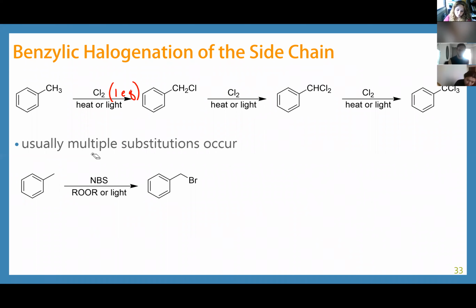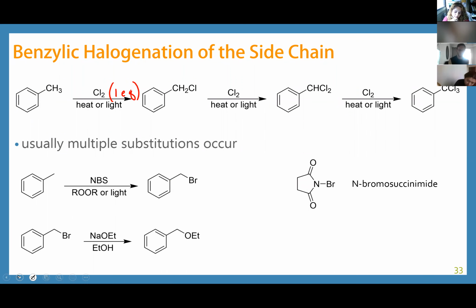Okay, so yeah, N-bromosuccinimide is a way to do a more controlled halogenation at the benzylic position. The reason that this is valuable is that you can then do substitution reactions at the benzylic position. So if we put in a single bromine, we can react with sodium ethoxide and do an SN2 reaction, kick out the bromide, and end up creating an ether. Right? You could do that with any nucleophile, but this is just an example. That's what makes this particularly useful.